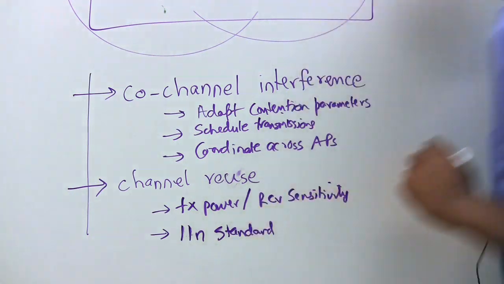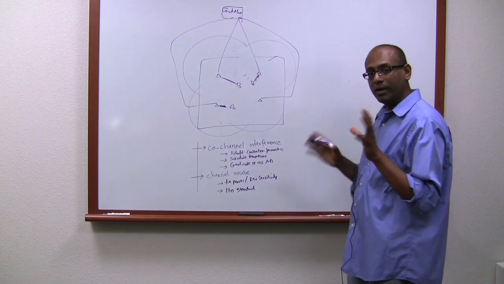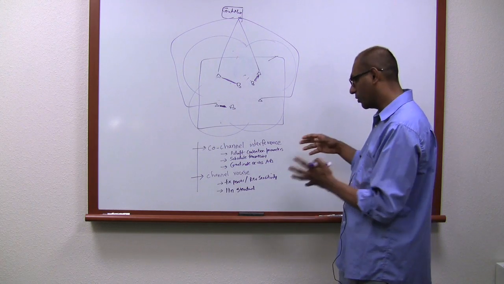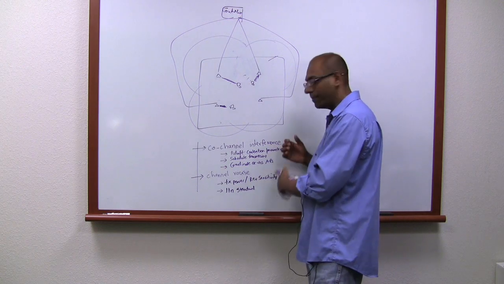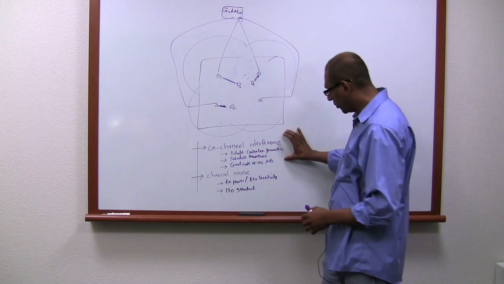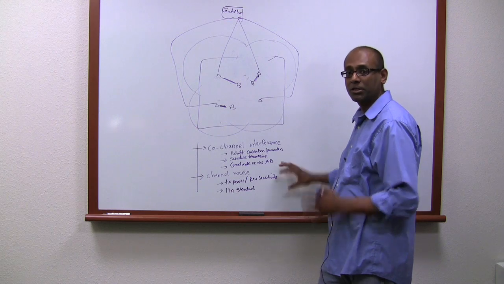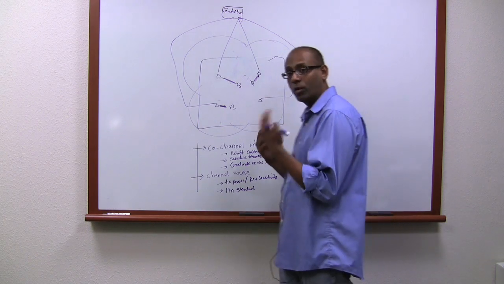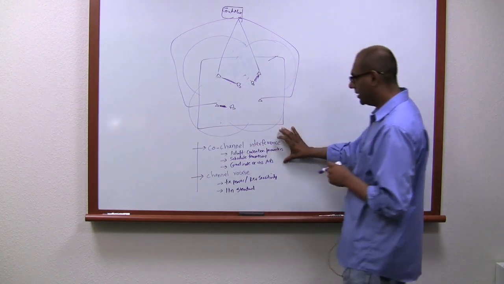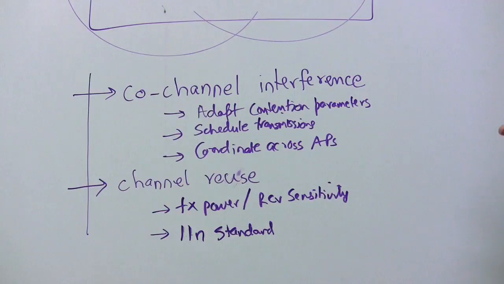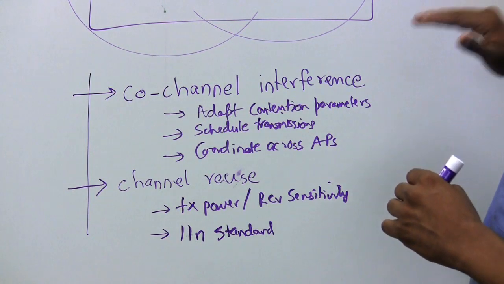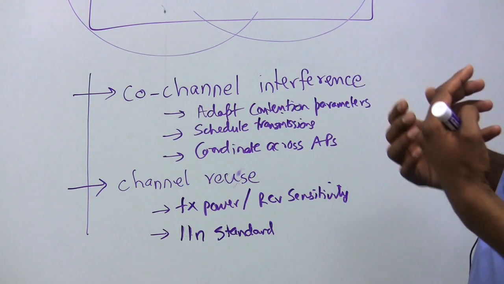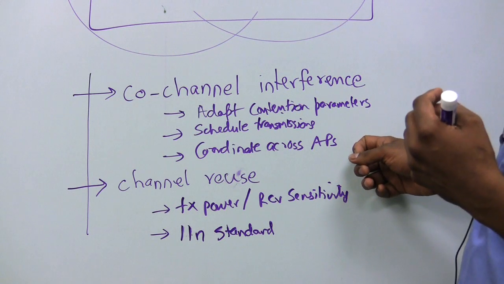Okay. So in this video, we are going to focus on the first aspect, which is co-channel interference mitigation. But note that you need to look at this in the context of the companion video on channel reuse, because this lowers collision, this maximizes simultaneous transmission. And these together are what make wireless LAN virtualization work in a very effective manner. So now, in terms of co-channel interference mitigation, we talk about three aspects. The first one is adapting contention parameters. The second one is scheduling transmissions, uplink and downlink. And the third one is coordinating across access points.